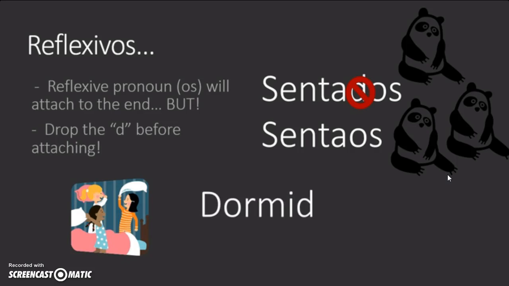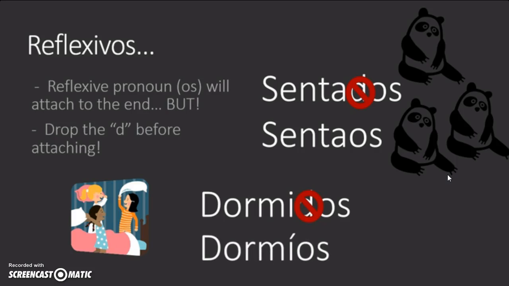So we're going to take dormir and we're going to change it to dormid, right? Okay? And we would attach our os, but that's not correct, because what I want to do is get rid of that D. So dormios. Now you'll notice here that I've had to put an accent on the I. That's because an I and an O together would combine to make one syllable, and I don't want to do that. So I'm going to put the accent mark on the I.